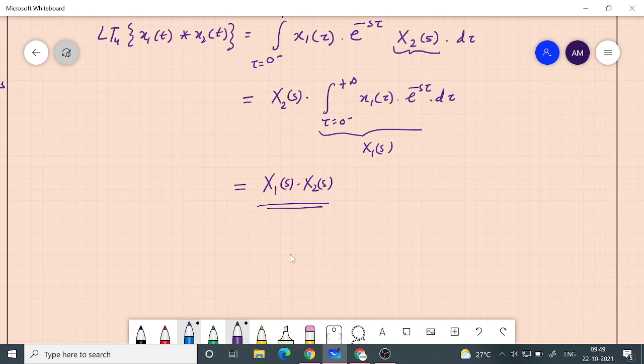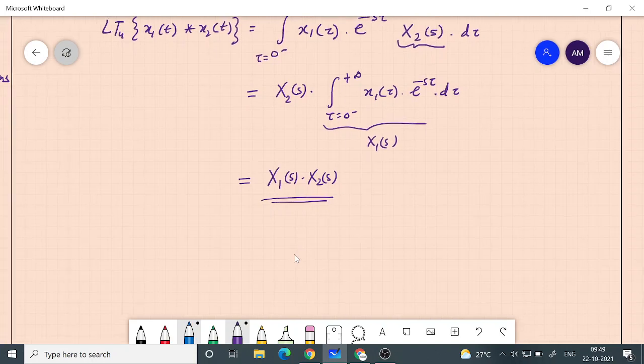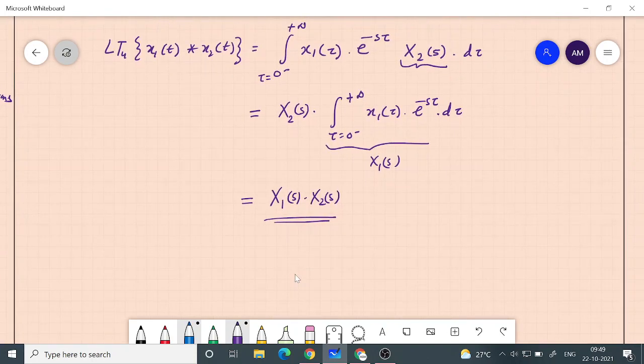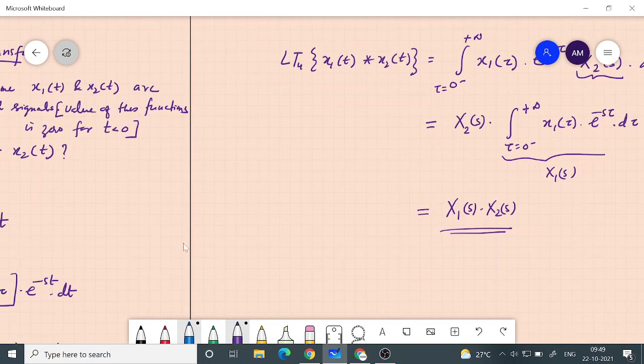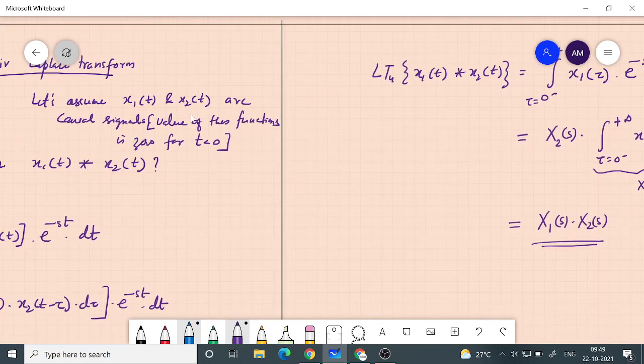Now this property exists perfectly well for the bilateral Laplace transform. That is, if the limit of the Laplace transform formula is from minus infinity to plus infinity, then we don't have any restriction that the signal has to be causal. We can have any signal and this property will be valid, but that is for the bilateral Laplace transform.